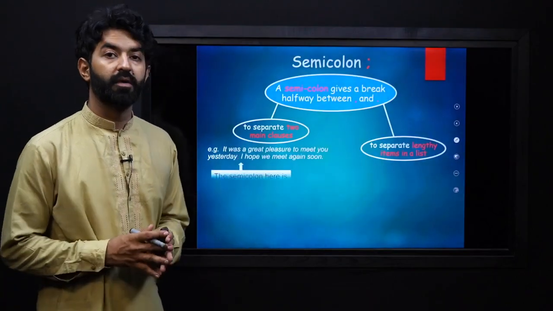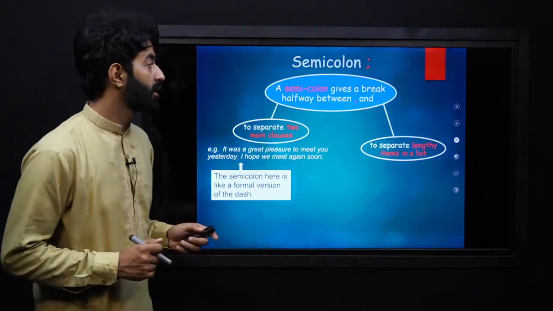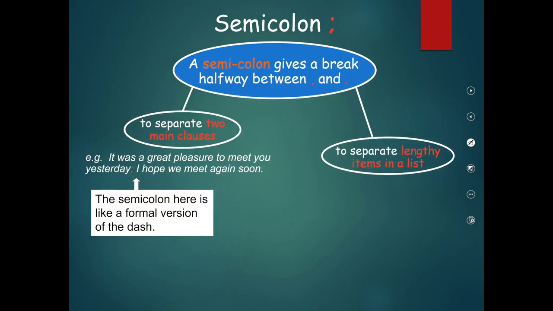Now for our semicolon, which is a full stop, and beneath it we have a comma. A semicolon gives a break halfway between a comma and a full stop. We use it to separate two main clauses. For example, it was a great pleasure to meet you yesterday; I hope we meet again soon. So these two clauses are separated by the semicolon.